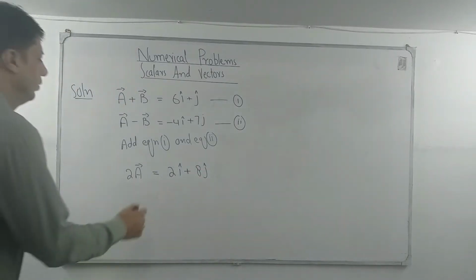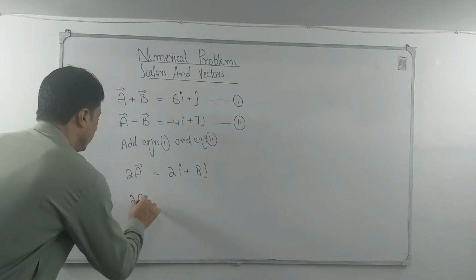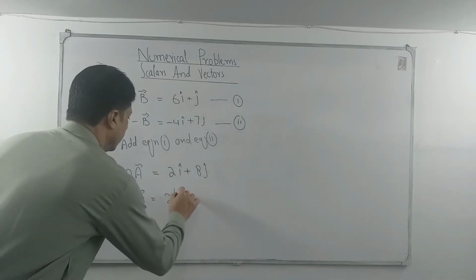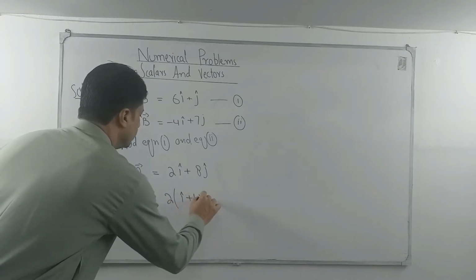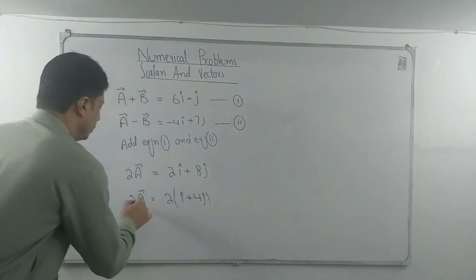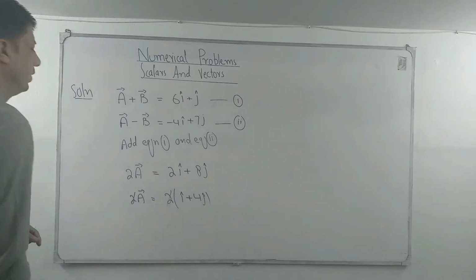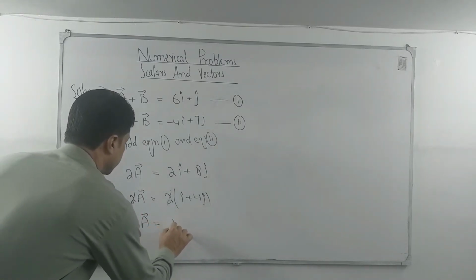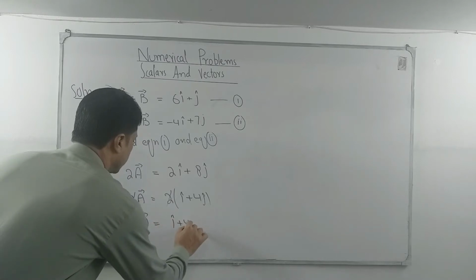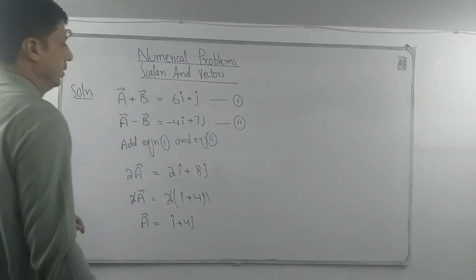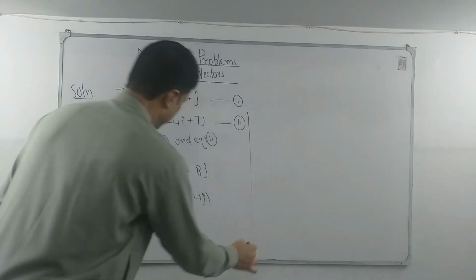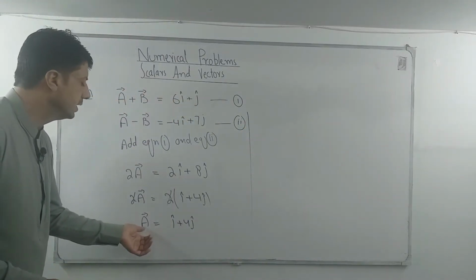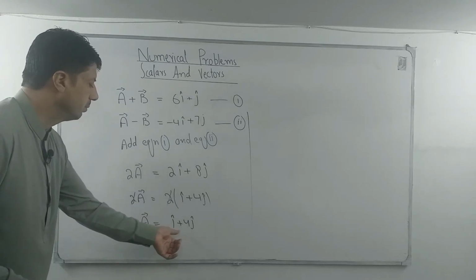Okay, now we can take 2 common, so i plus 4j. The 2 will be cancelled out with this one. We will get vector A is equal to i plus 4j. Okay, now we got vector A. This is not the magnitude. This is the vector A, which is i plus 4j.